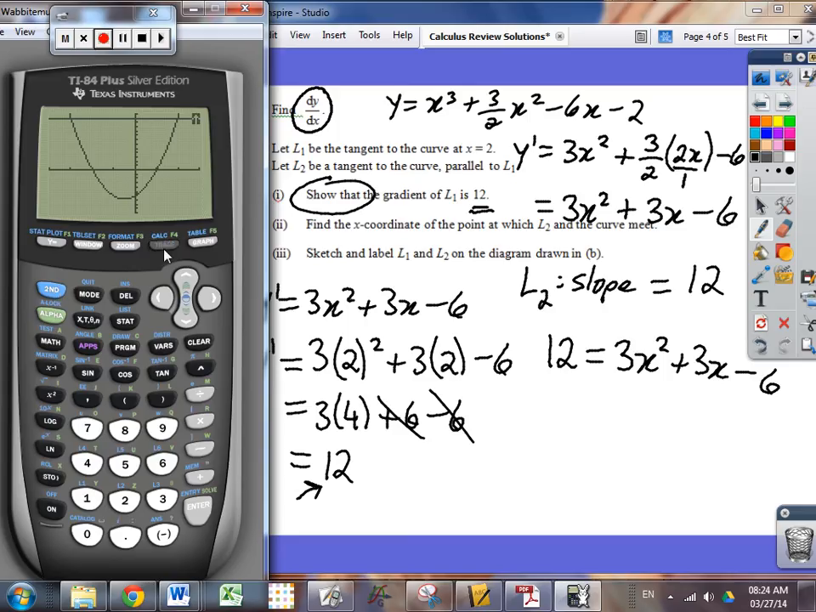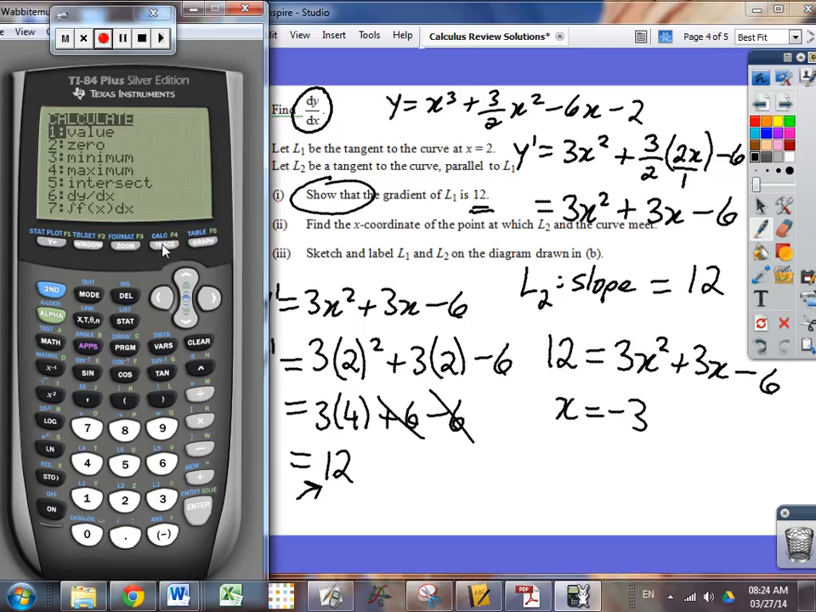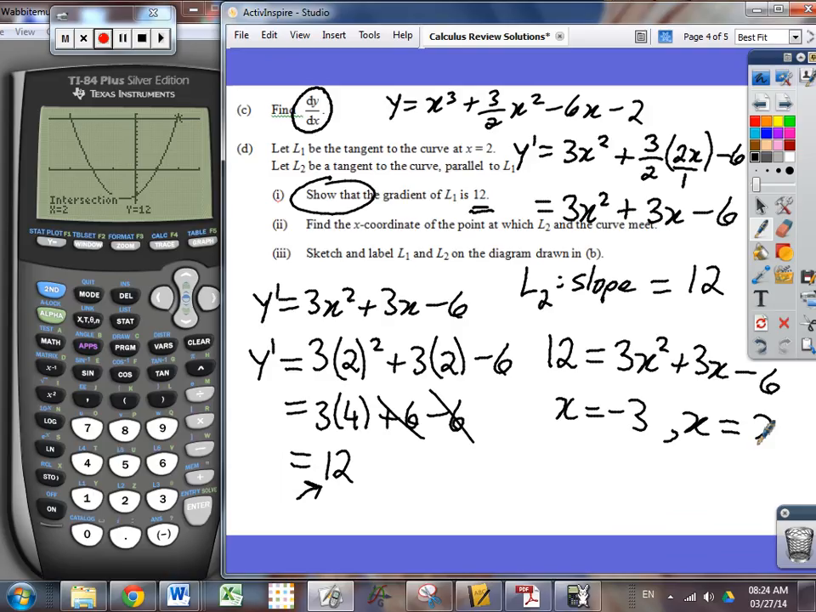Let's find those locations. Okay, we'll find out where they intersect. Yes, that's my first curve, that's my second curve. I'm going to guess that they intersect at -2. Actually, they intersect at -3. So x equals -3 is one of my values. And what's my other value? Second, calc, intersect. First curve, yes. Second curve, yes. I think they intersect at 3. Actually, they intersect at 2. And so my two values, which will solve this equation, are -3 and +2.